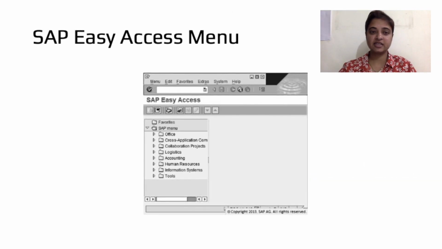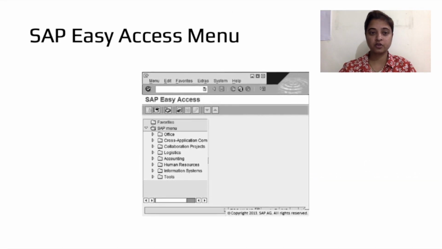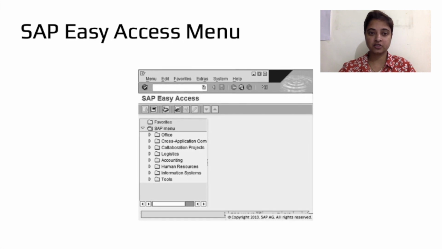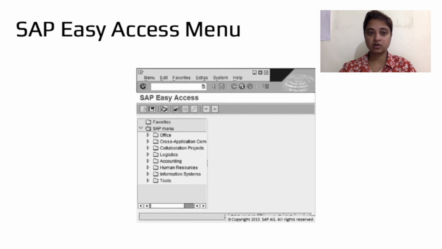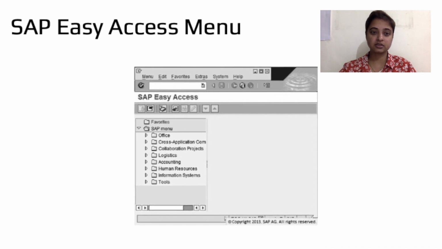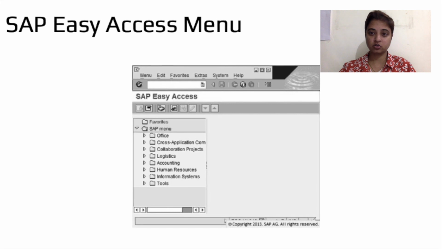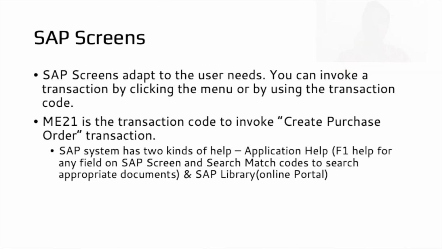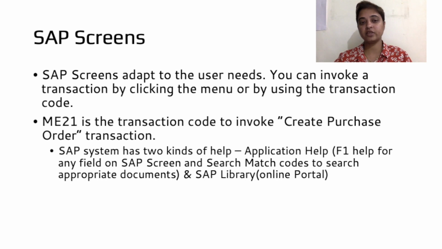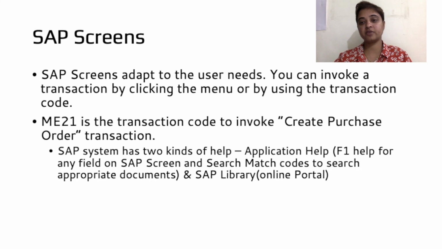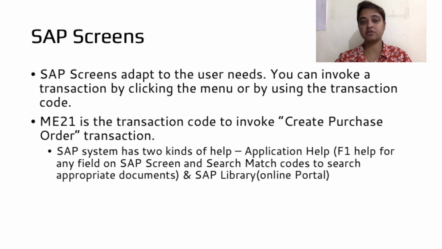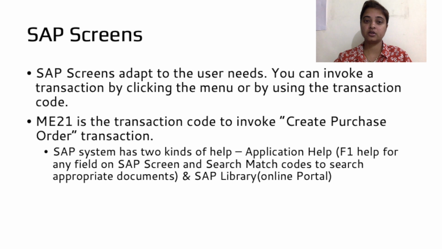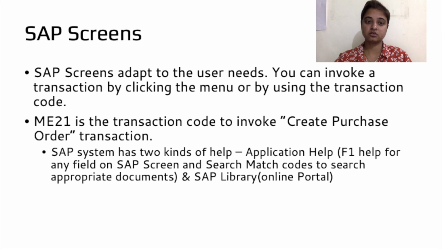SAP has an easy access menu which consists of folders such as Office, cross application, collaboration projects, logistics, accounting, human resource, information technology, and tools. In SAP, there are two ways to invoke a transaction. One is by clicking on the menu or by using the transaction code. ME21 is the transaction code to invoke create purchase order transaction.